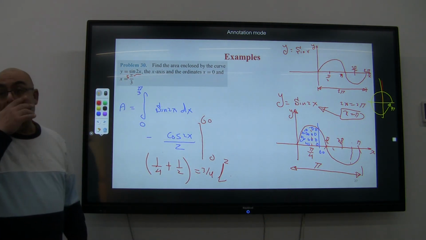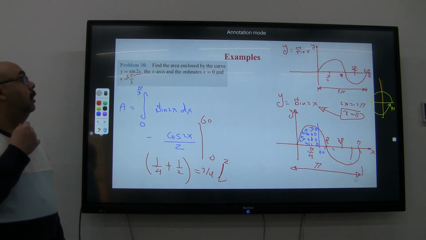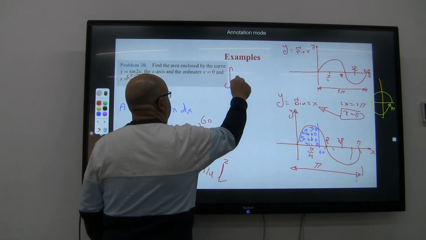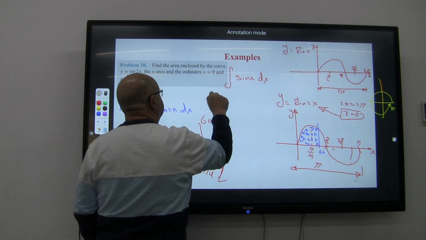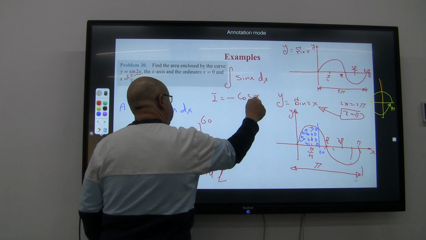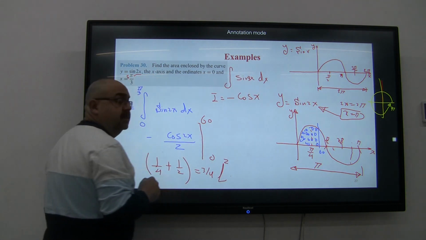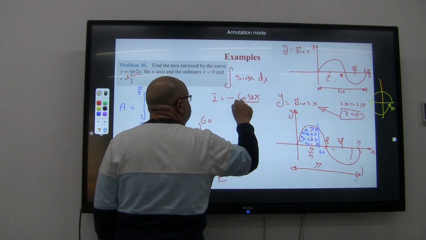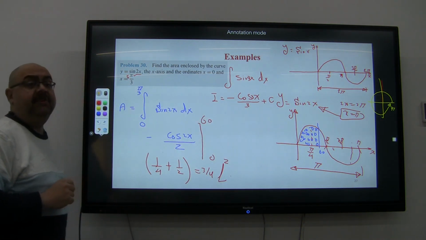How would you integrate sine 2x? How to integrate sine of x first? Integrate it: negative cosine, negative cosine of x. Okay. If I want to integrate sine 3x, the integration will be negative cosine 3x divided by 3 plus a constant. That's for the indefinite integration.